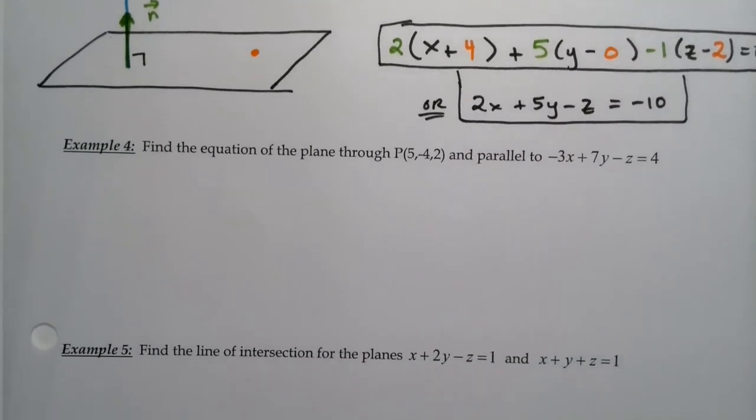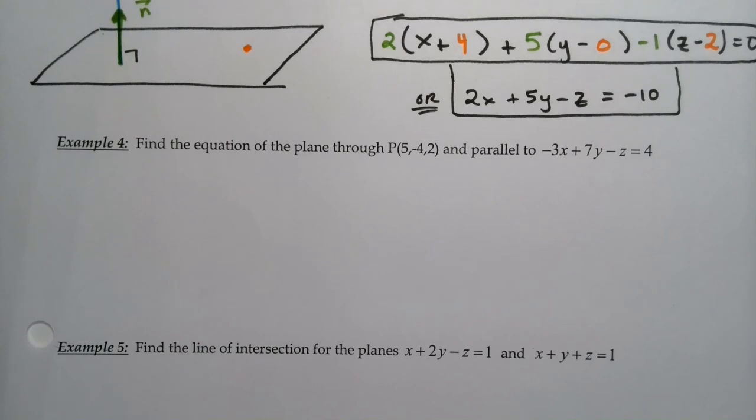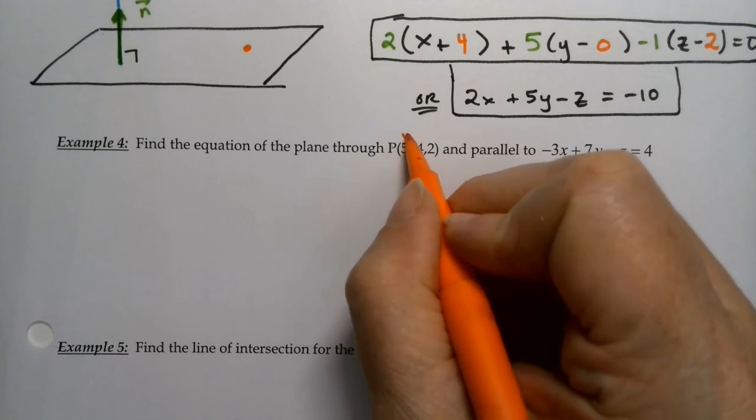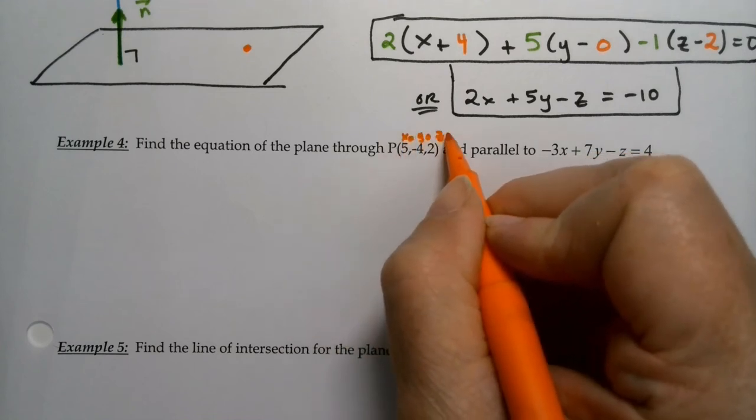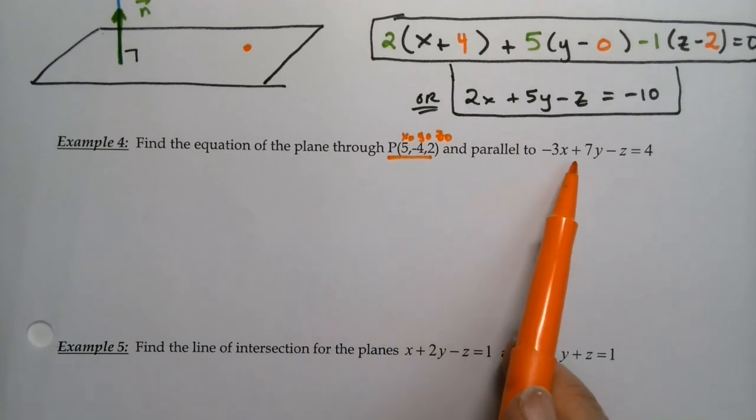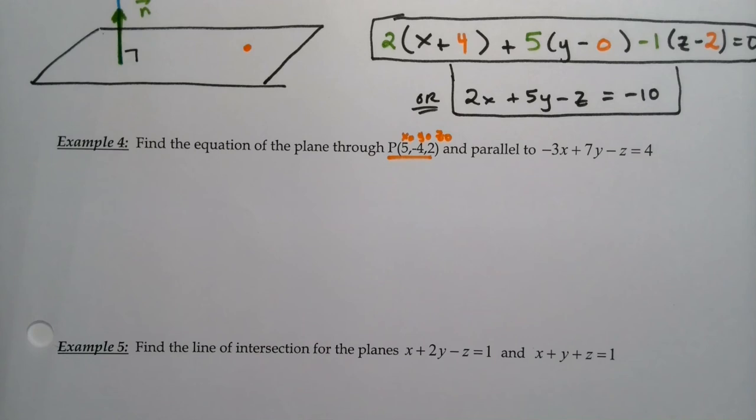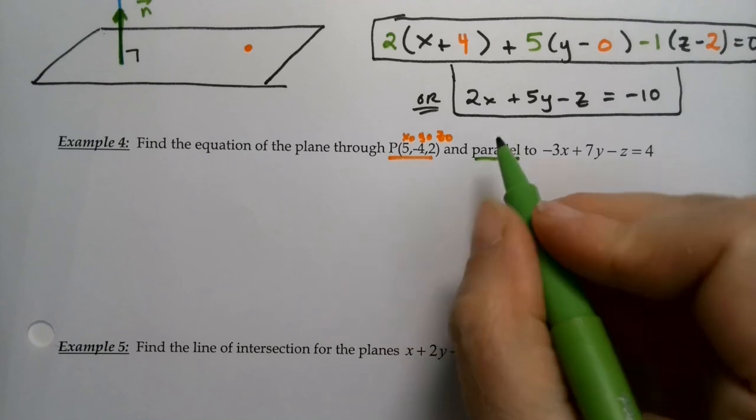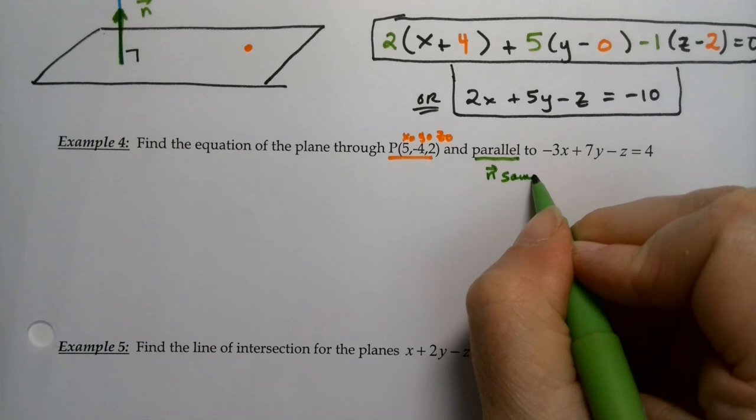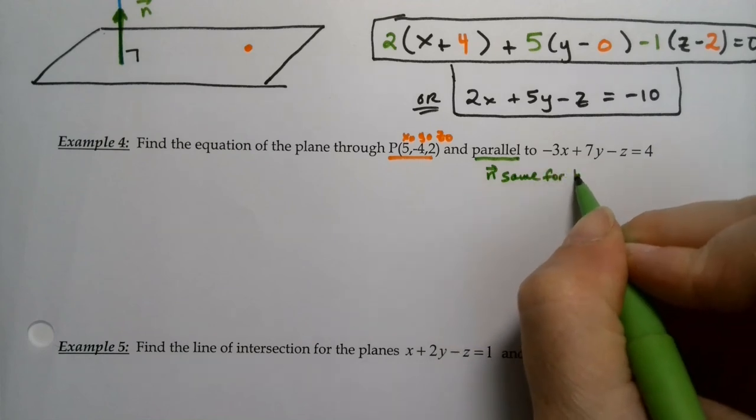All right, for the next example, we're going to find the equation of a plane that goes through the point P, which is (5, -4, 2). So, of course, that's an (x0, y0, z0), as per usual. But it's parallel to this plane, which is -3x + 7y - z = 4. Now, since these two planes are parallel, that means that the n is going to be the same for both equations.